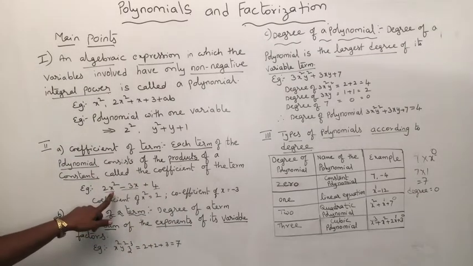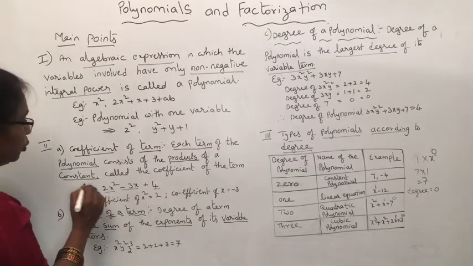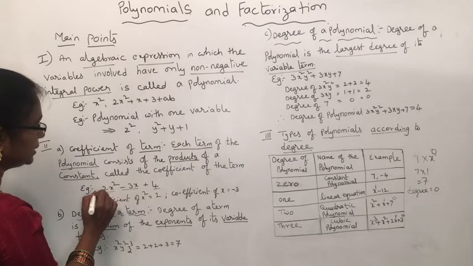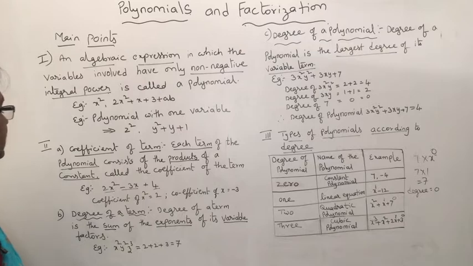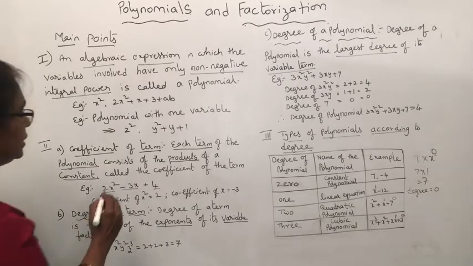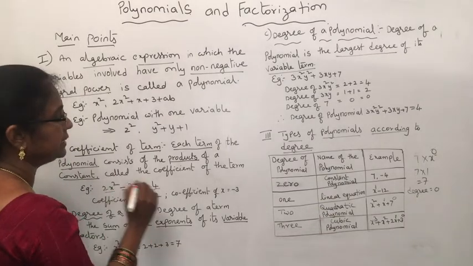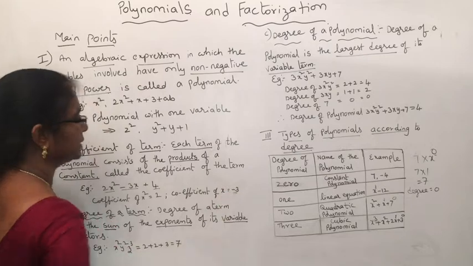What is the coefficient of x square? It is multiplied by 2, the product of 2. Then we can say 2 is the coefficient of x square. Next, minus 3x. Here what is the coefficient? Minus 3, because here the symbol is minus, so we have to take the coefficient as minus 3.